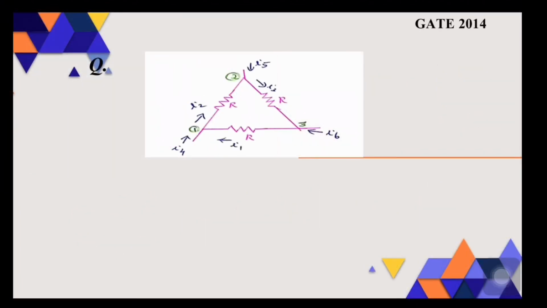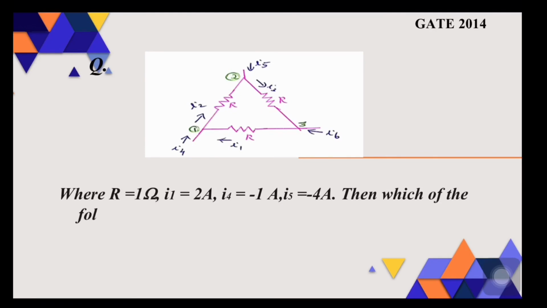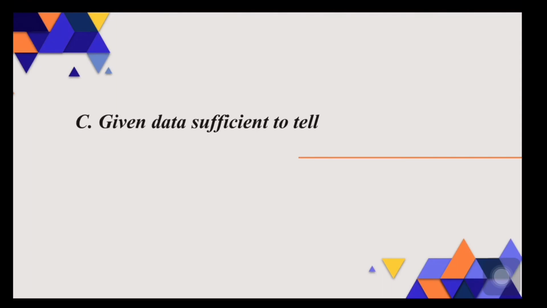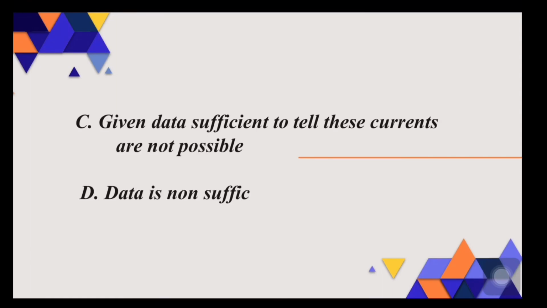It's from GATE 2014. You can see a network here where R is equal to 1 ohm, I1 is equal to 2 amperes, I4 is equal to minus 1 ampere, I5 is equal to minus 4 ampere. Then, which of the following is correct? Option A, I6 is 5 amperes. Option B, I3 is minus 4 amperes. Option C, given data sufficient to tell these currents are not possible. Option D, data is not sufficient to find I2, I3 and I6.